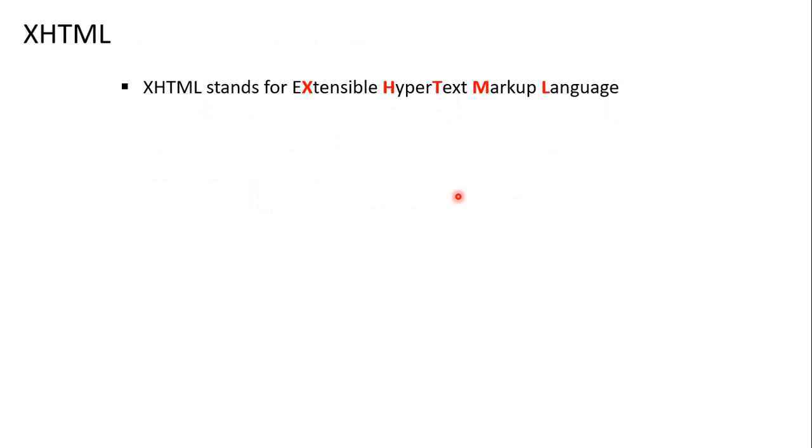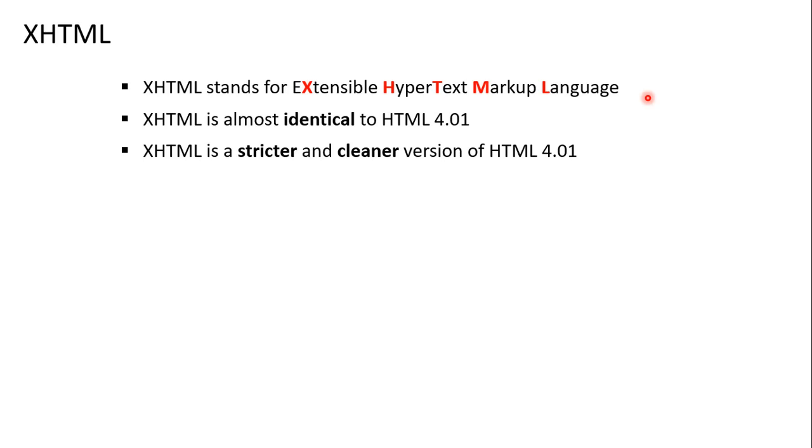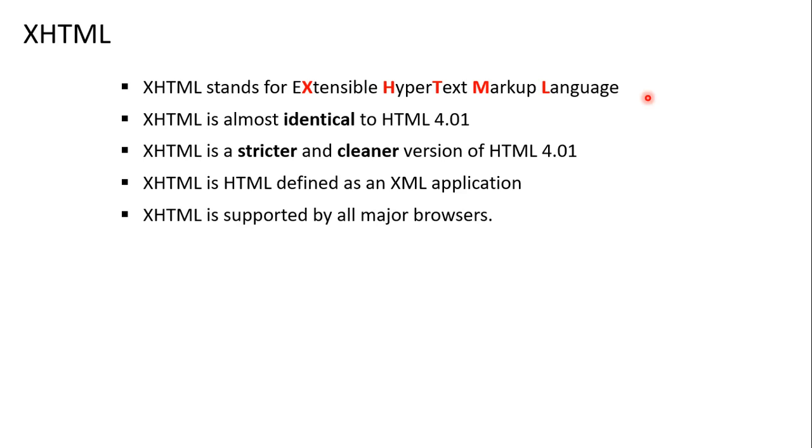So XHTML stands for Extensible Hypertext Markup Language. We have HTML, that is Hypertext Markup Language. Now we have XHTML that stands for Extensible Hypertext Markup Language, so X from Extensible. XHTML is almost identical to HTML 4.01. XHTML is a stricter and cleaner version of HTML 4.01, so it is more strict and clean than HTML. XHTML is HTML defined as an XML application. XHTML is supported by all major browsers, so the browser problem will not arise in XHTML.